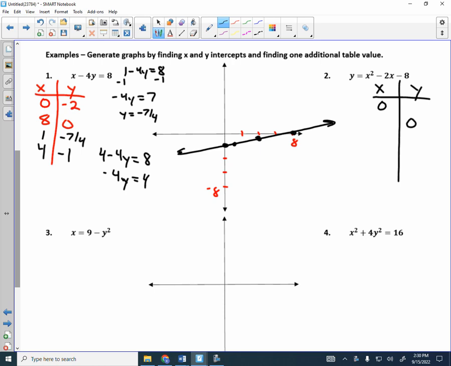Suppose you plug in 0 for x, what do you get for y? You do get negative 8. And if I plug in 0 for y, look at what I get. I get 0 is equal to x squared minus 2x minus 8. Yeah, you get 2 solutions.